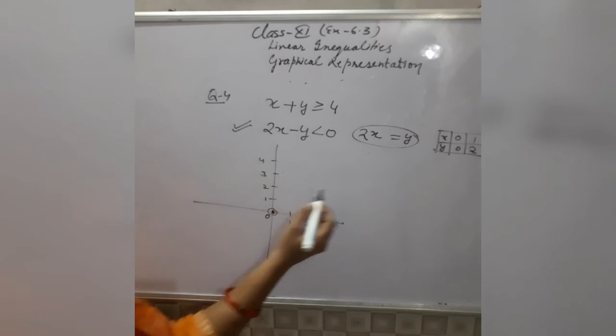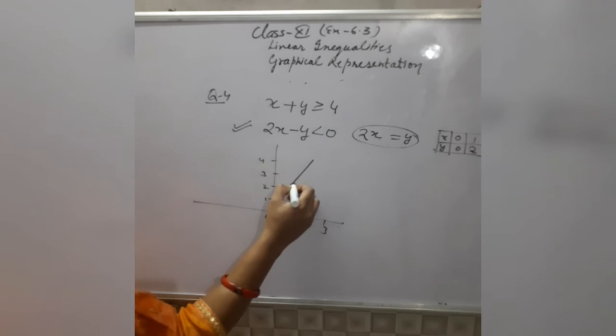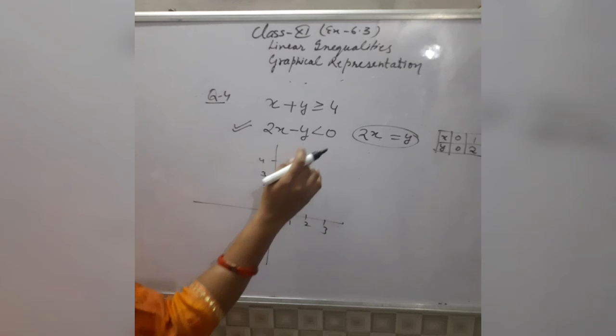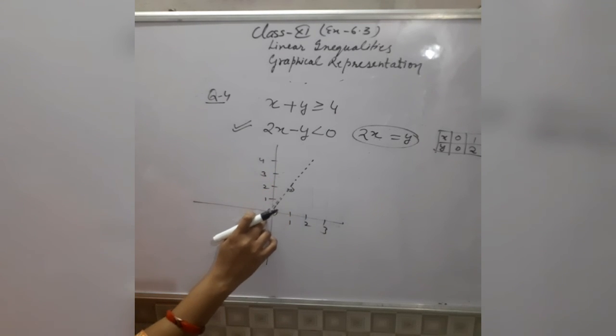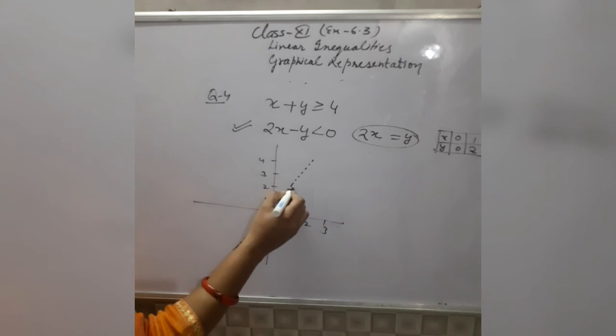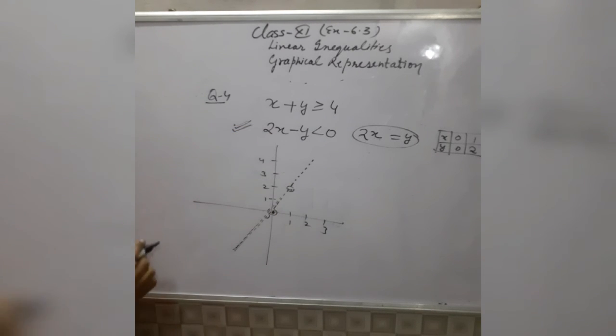Now the first point is the origin, the second point is x is 1 and y is 2, meaning this point. And when you join these 2 points, then you will get this line. But here the equal to sign is not given to you. That's why you will draw this line dotted, meaning you will draw a dotted line. Now which portion will you shade in this case? I am explaining firstly this second equation.